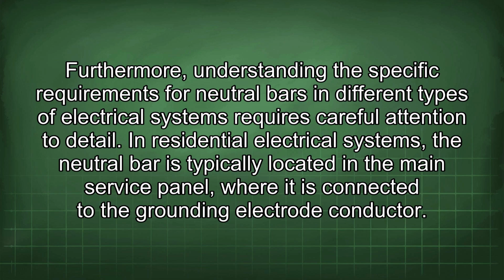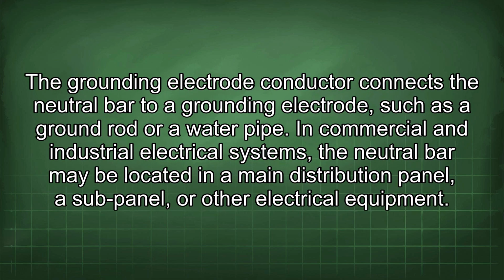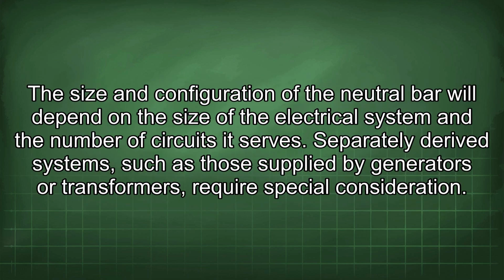In residential electrical systems, the neutral bar is typically located in the main service panel where it is connected to the grounding electrode conductor. The grounding electrode conductor connects the neutral bar to a grounding electrode, such as a ground rod or a water pipe. In commercial and industrial electrical systems, the neutral bar may be located in a main distribution panel, a sub-panel, or other electrical equipment. The size and configuration of the neutral bar will depend on the size of the electrical system and the number of circuits it serves.